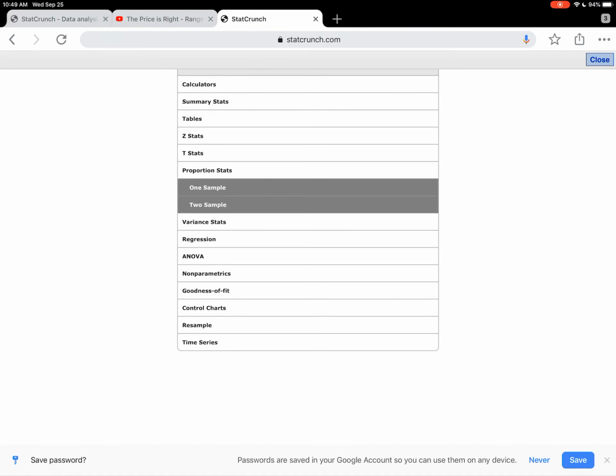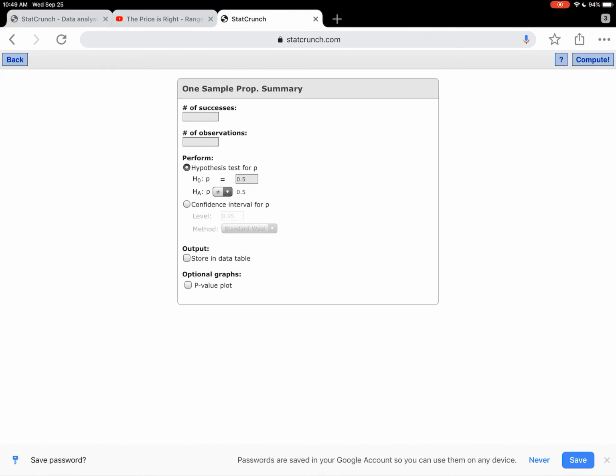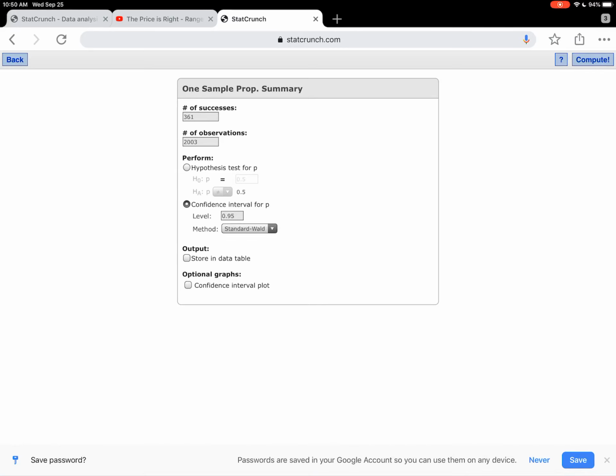This was a single sample, and we have a summary. So we don't have a list of yes, no answers. We have the summarization of that. So here you can see we want to tell it we had 361 successes out of our 2003 observations. I do need to choose confidence interval.